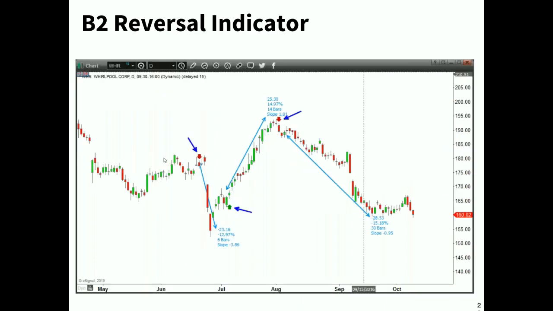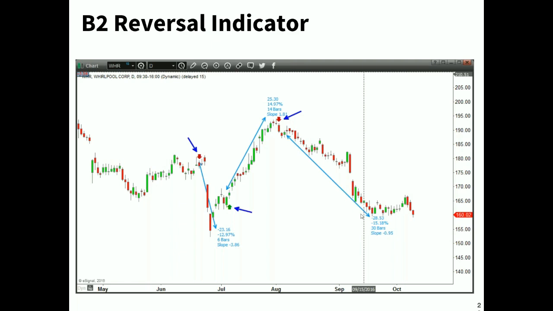How about this stock? We had a sell signal here. The stock proceeded to drop about 13%. Then we had a buy signal a few days later. The stock proceeded to rally about 15%. Then we had another sell signal, and the stock proceeded to drop about 15%.